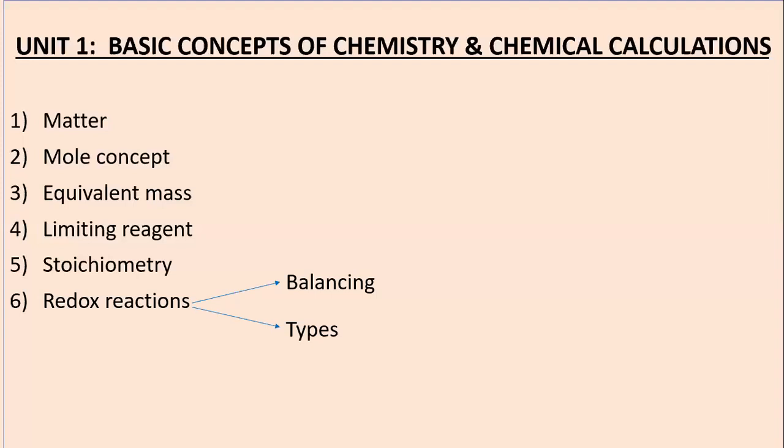Redox reaction balancing is very important. This balancing will be done by two methods. One will be the oxidation number method and another will be the ion electron method. The next comes types of redox reaction. There are many types of redox reaction that we are also going to study under this lesson, right?